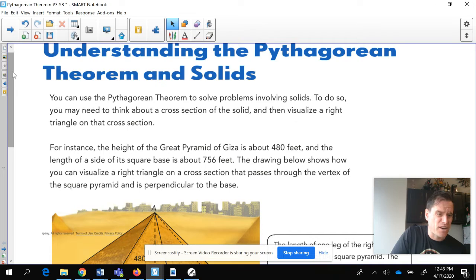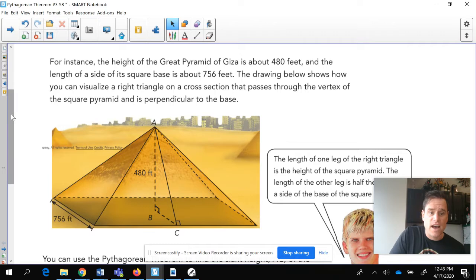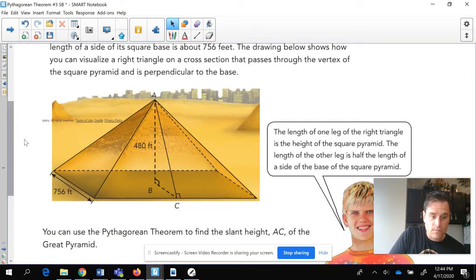So you can use the Pythagorean theorem to solve problems with solids. For instance, the height of the Great Pyramid of Giza is about 480 feet, which shows in the picture, and the length of the side of its square base is about 756 feet. The drawing below shows how you can visualize a right triangle in a cross section that passes through the vertex of the square pyramid and its perpendicular base. The question is, what is the slant height of the Great Pyramid?